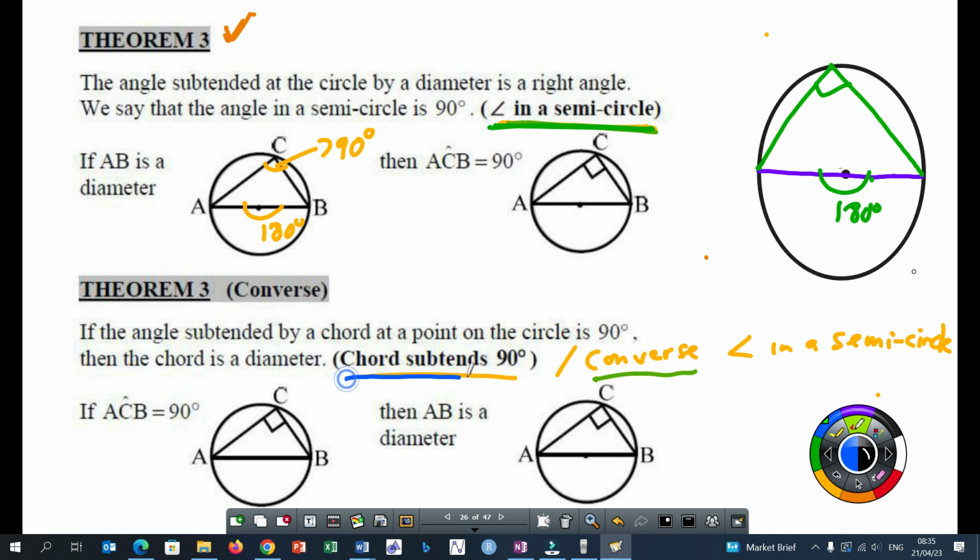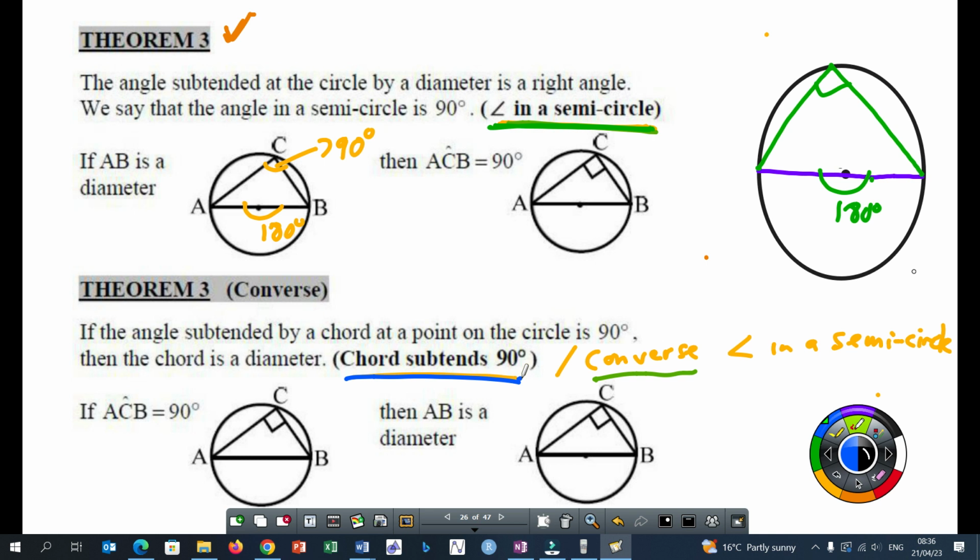The acceptable reason for the converse, you just write chord subtends 90-degree angle, or just write 90 degrees. If you put line where there is chord, because a chord is a line, so if you put line subtends 90-degree angle, that is also acceptable. So the converse, chord subtends 90 degrees. Now, with the converse, you won't be told that the line is a diameter, but you'll be supposed to prove that the line is a diameter. So it will be the opposite of the original theorem.